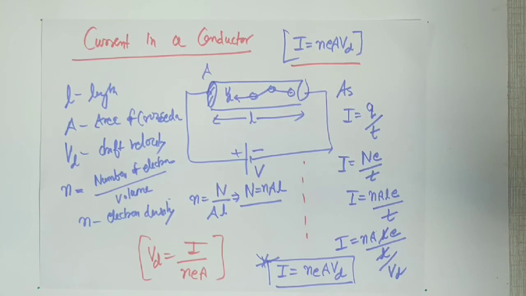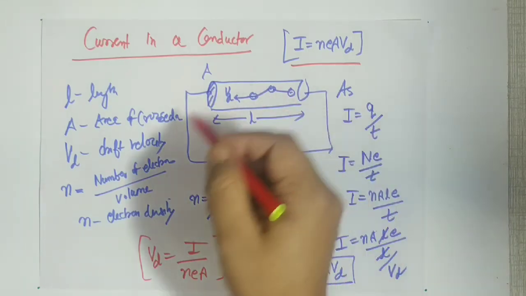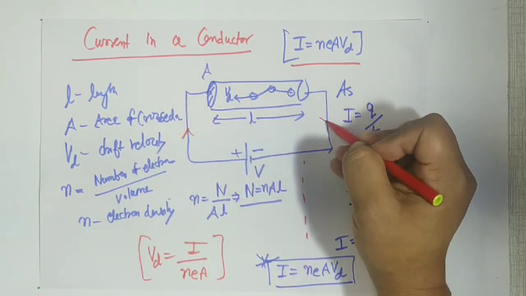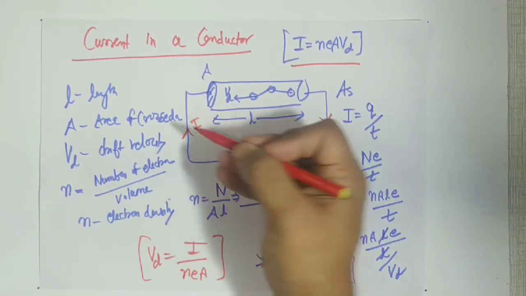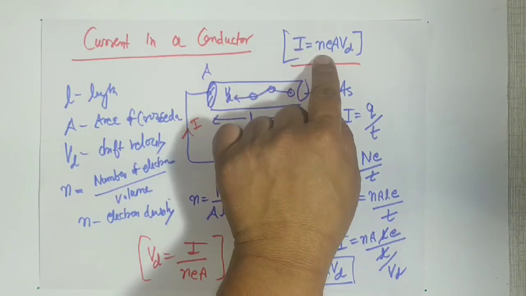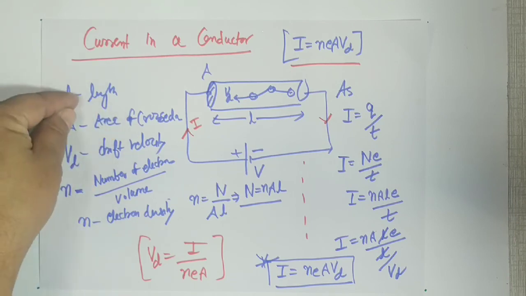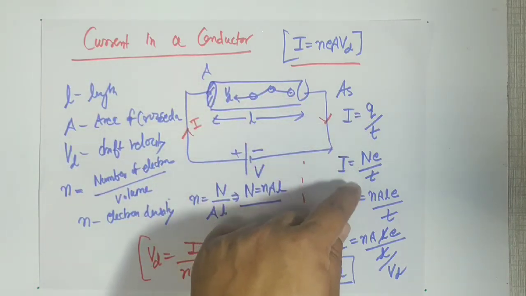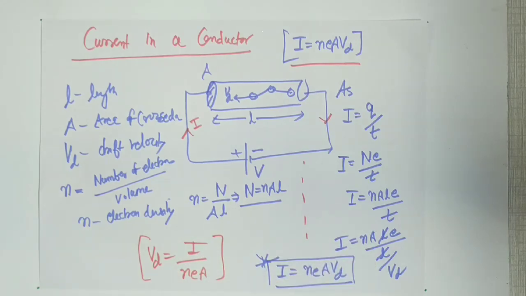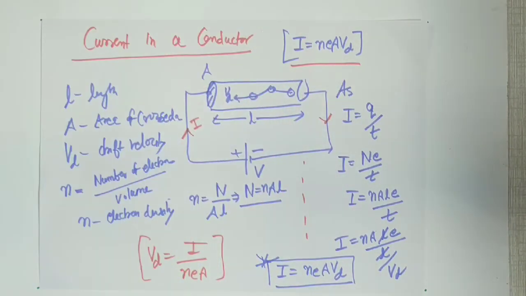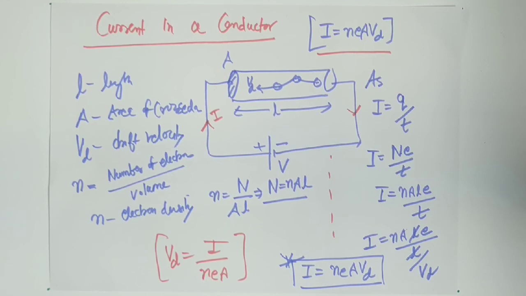So how does the current in a conductor flow? The electron flows from negative to positive, while the current flows from positive to negative. Here, n is the number of electrons per unit volume, Vd is drift velocity, A is area of cross section, L is length, and I is Q by T. You can find this in this way, and if this is the current, we can find the resistance and the current.